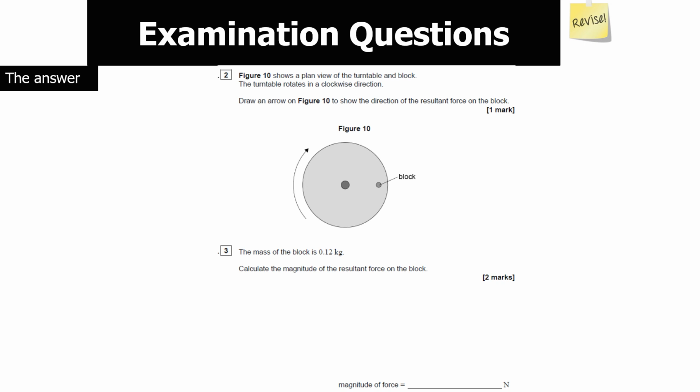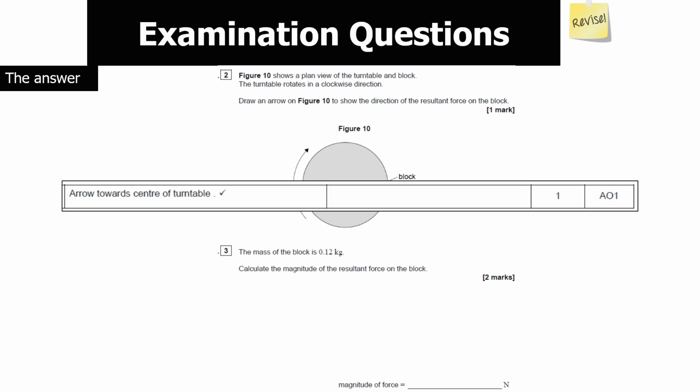Right, it's always very important you're aware of the direction of the resultant force on an object moving with circular motion. The centripetal force, or the resultant force causing a circular motion, always acts towards the centre of the rotation, so your arrow should be pointed to the centre of the turntable.